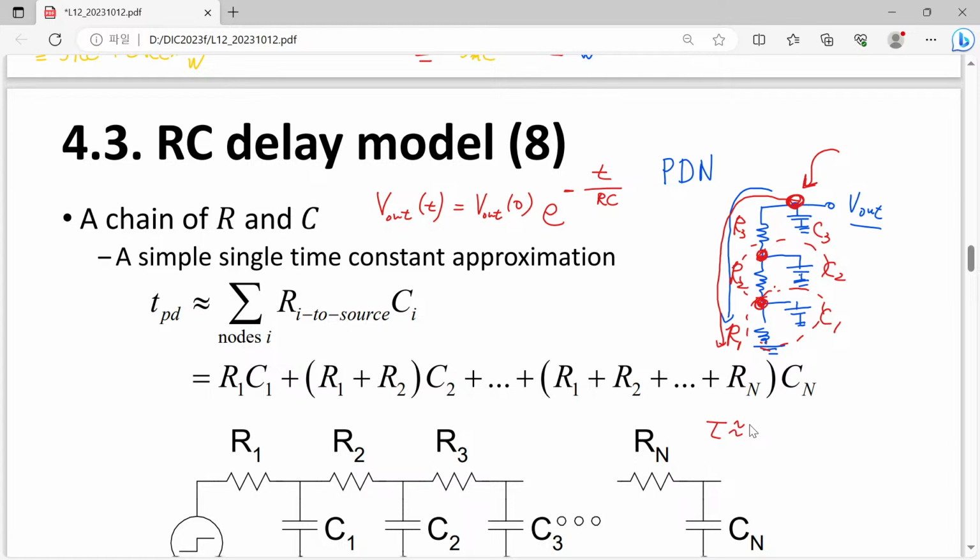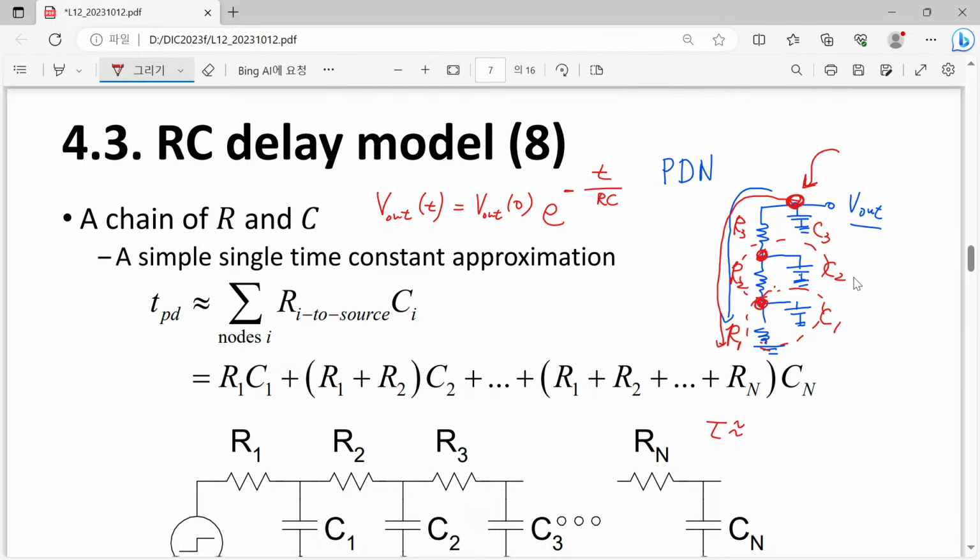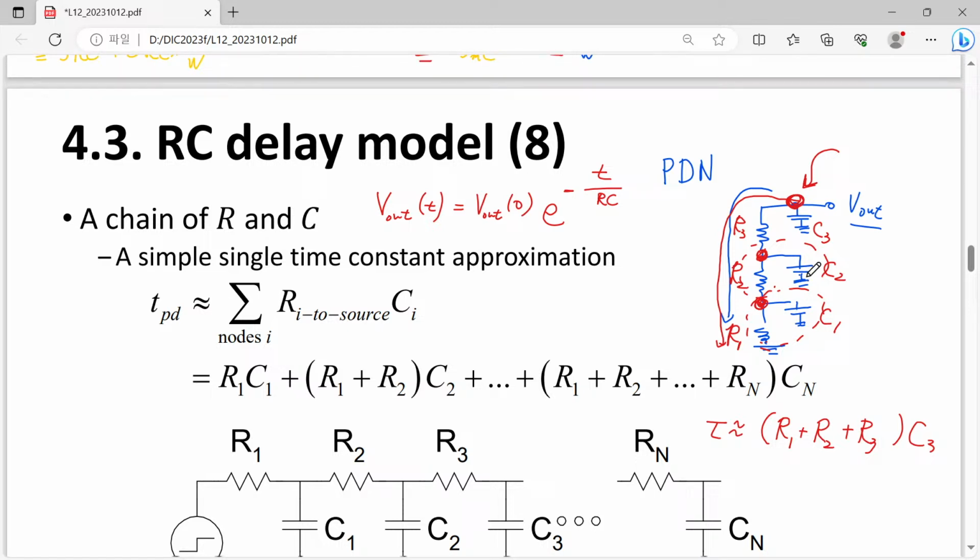So this slide simply means that for discharging of this output node, the tau can be well approximated as follows. Of course, if we don't have C1 and C2, what will happen? The time constant will be R1 plus R2 plus R3. That is the case without C2 and C1, meaning the currents flow while neglecting all contribution from C1 and C2. That cannot happen.